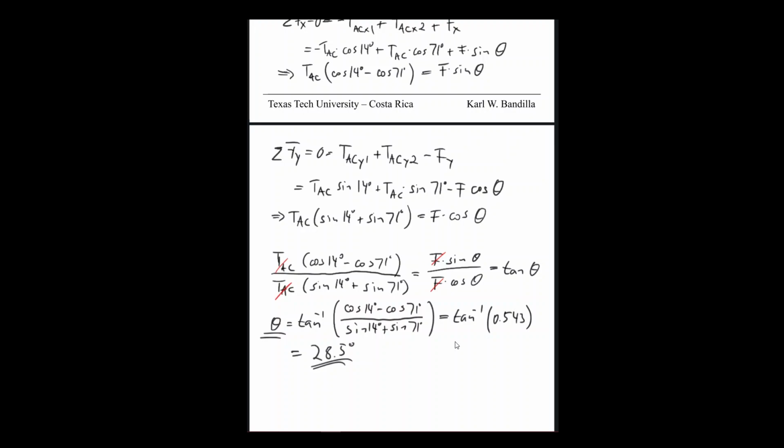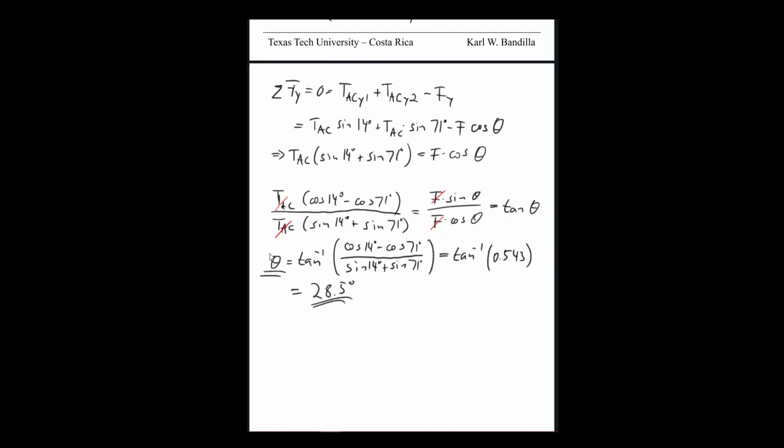Once we know theta, we can just plug it into any of our equations to get TAC. For instance, we have the one down here. So we said not F, but TAC times sine 14 degrees plus sine 71 degrees is equal to F times cosine theta. If we want TAC, then we just have to divide by those two sines. So it would be F times cosine theta divided by sine 14 degrees plus sine 71 degrees.